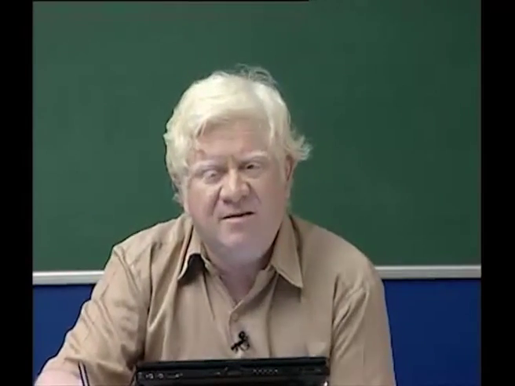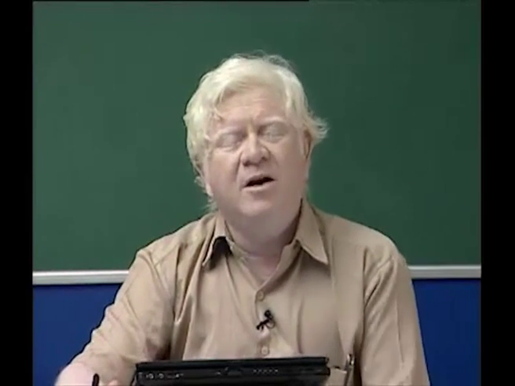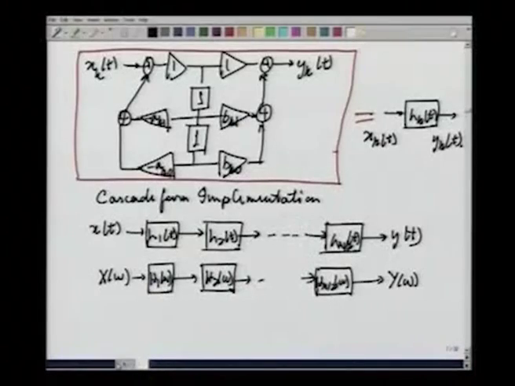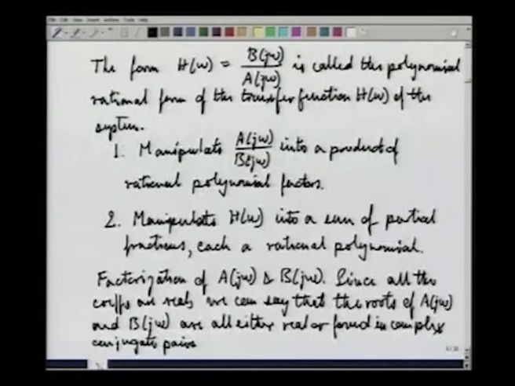This is an entirely new way of implementing the differential equation, which you really could not have done, because you had no means to factorize things. The whole thing was in one piece. Now, you are able to factorize them. Now, factorization was not the only approach. If we go back a couple of slides, we will see that there was another approach, that is to manipulate h omega, this one, into a sum of partial fractions, each a rational polynomial in its own right. So, this is the next thing we will look at.